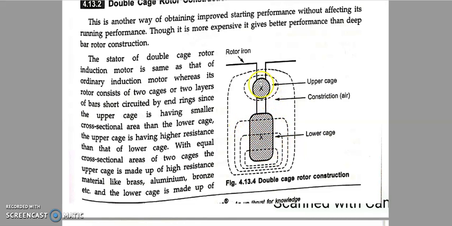And again, the contribution made by the upper cage at start is high when compared to the lower cage. Both have their own roles, so we get two different torques from here. If this and this were connected continuously, meaning if there is no constriction, let me put it in another way.